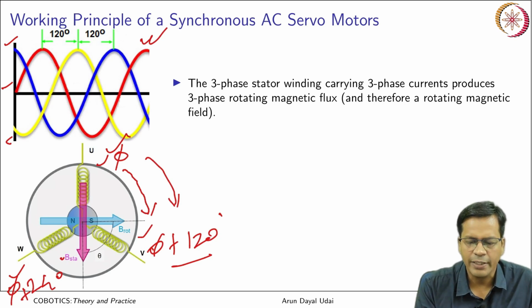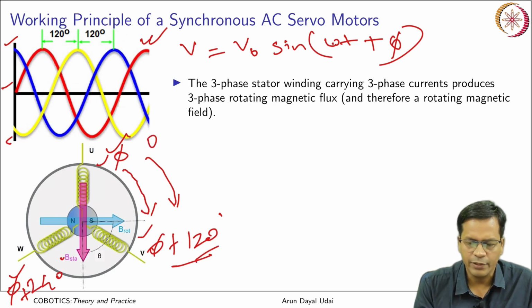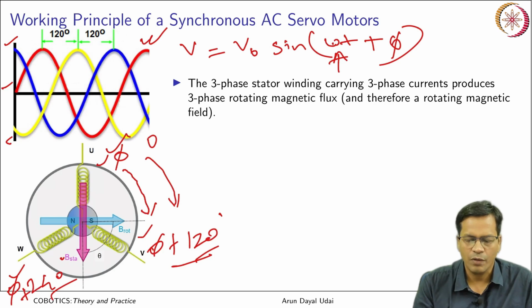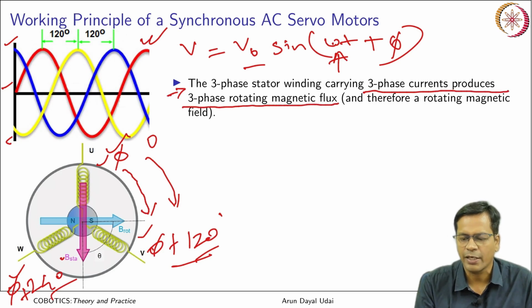So the supply voltages may be written as V equal to V0 sin(omega t plus phi). Phi is the phase. The phase angle is 0 degrees, 120 degrees and 240 degrees for each of them. Those are fixed, and omega is the frequency of rotation of the magnetic field. V0 is the peak voltage which each of the coils would see.